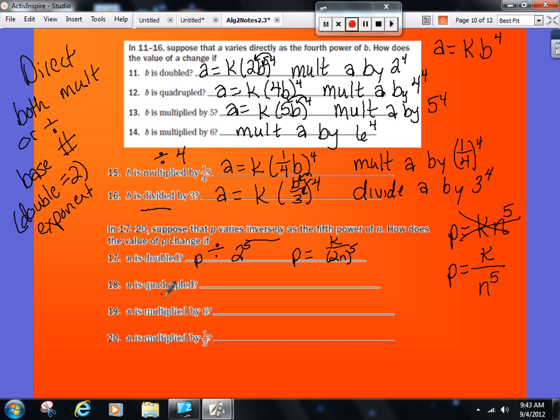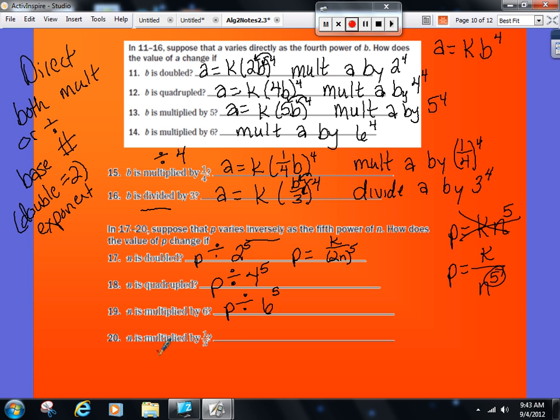If n is quadrupled, p has to get smaller. So p divided by 4 to the fifth. If n is multiplied by 6, p has to be divided by 6 to the fifth power.